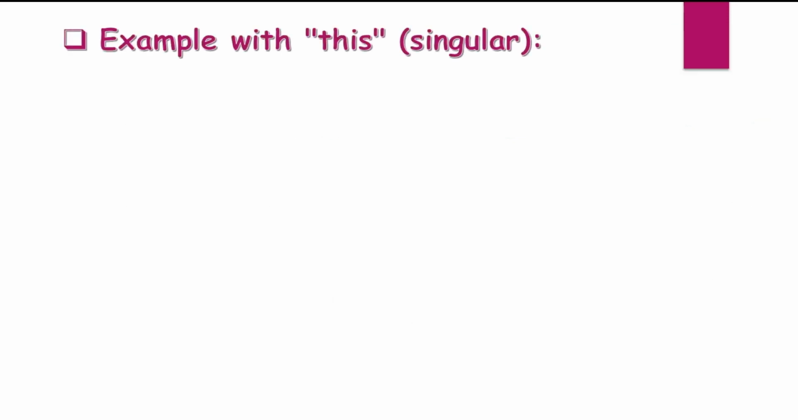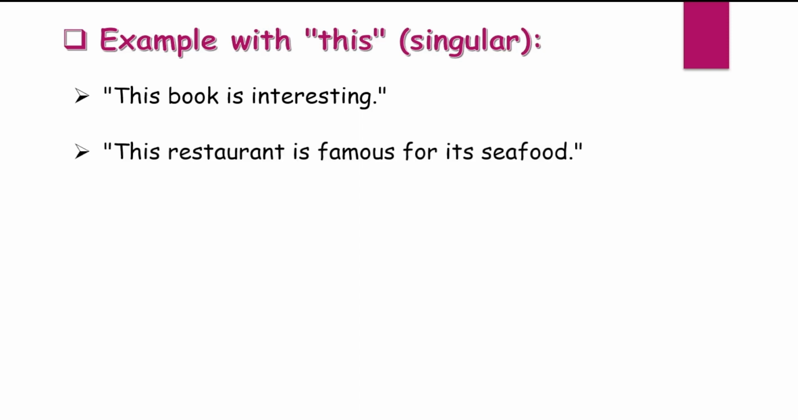First example with this. This is used for singular. This book is interesting. Here, it refers to a specific book that is nearby or relevant in the context. This restaurant is famous for its seafood. Here, it refers to a specific restaurant that is nearby or relevant in the context.